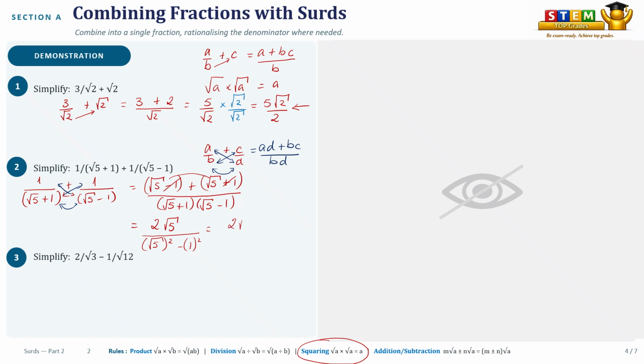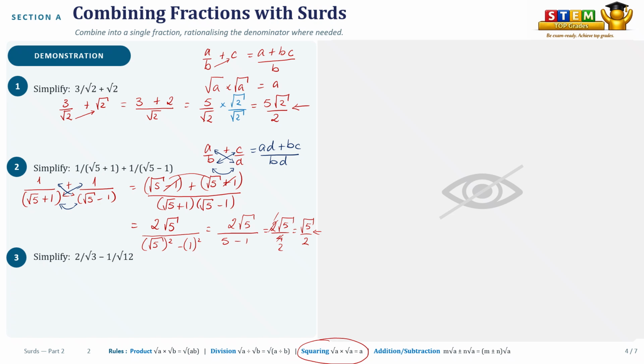And what does that give us? That gives us 2 root 5 divided by 5 minus 1, which is in fact 4. So that's 2 root 5 over 4, and then we simplify it further, and that gives me half. So root 5 over 2, or half root 5. So that's the answer.